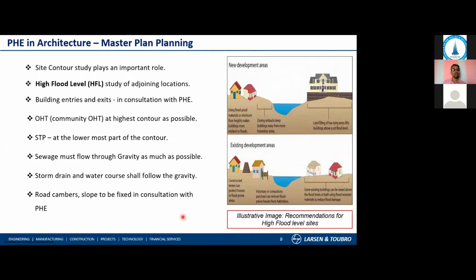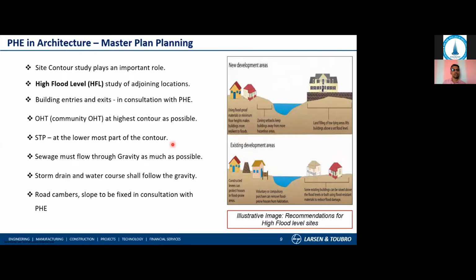This will definitely help you fix the building's entries and exits in consultation with the PHE team. The PHE team will also help you judge whether this level is fit enough, or whether this flood level is beyond it, how much you can move up, and what level you can maintain.